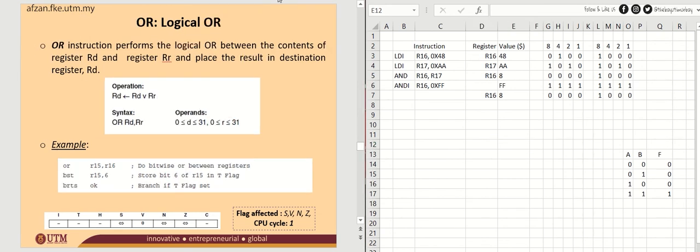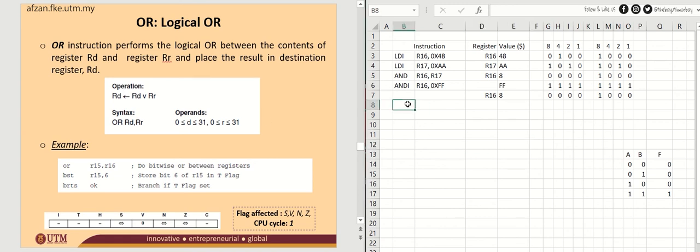Next instruction is OR, which stands for logical OR. This instruction performs the logical OR between the content of RD and RR, and after that, you place the result in the destination register RD. So this is the syntax: OR RD, comma RR, and the operand here comes from R0 to R31. You see here, this symbol stands for logical OR, and put the result to RD.